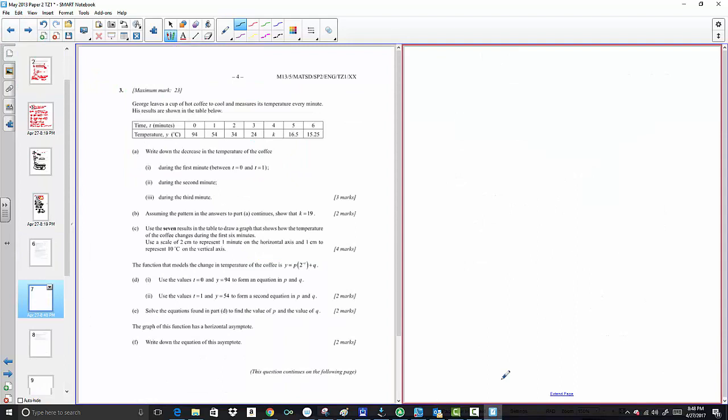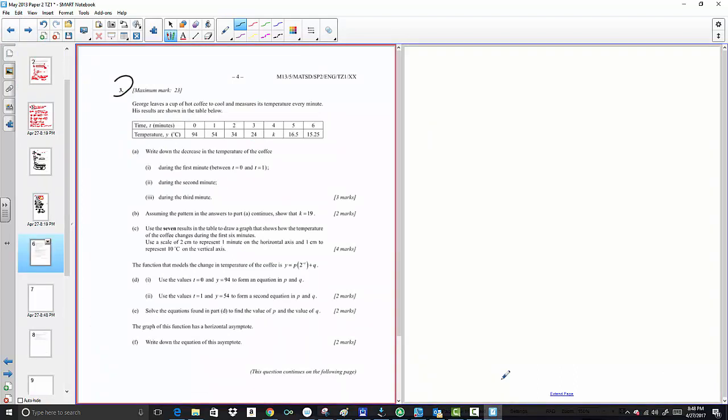So this is number 3 here. Okay. Well, we got a table here of values, and we're probably going to have to use a list and spreadsheet on a calculator to do it. So let's take a look at it. George leaves a cup of coffee to cool and measures his temperature every minute. His results are shown in the table below. Yeah, you don't say. Write down the decrease in the temperature of the coffee.